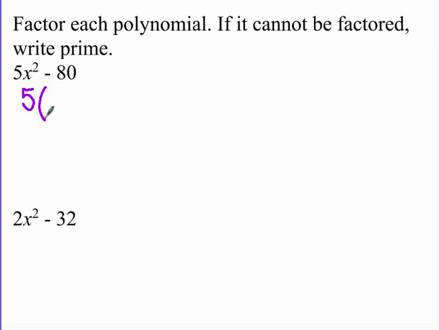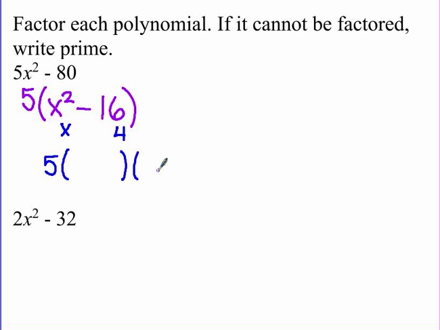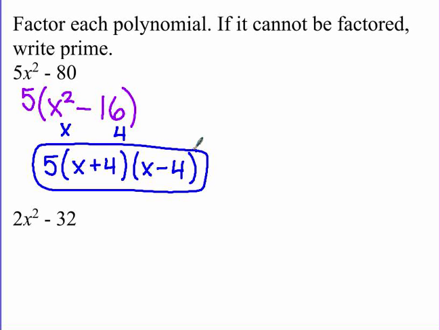So if I take a 5 from 5x squared, what do I have? X squared. X squared minus, if you take a 5 from 80, 16. So now we're looking specifically inside the parentheses. And whenever I have two terms, I look for the difference of two squares. Okay, so is x squared a perfect square? Yep. Is 16 a perfect square? Yep, so if you remember, how do I factor x squared minus 16? It's x plus 4, x minus 4. X plus 4 times x minus 4. Now, could I write that as x minus 4 times x plus 4? Yep. And there you go.